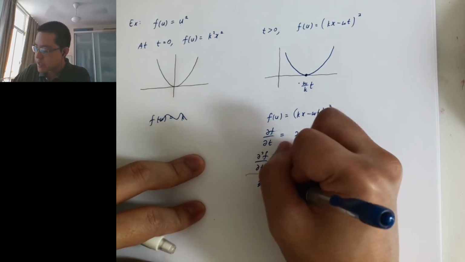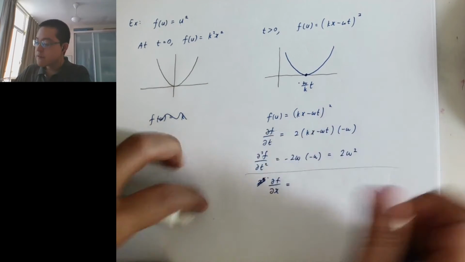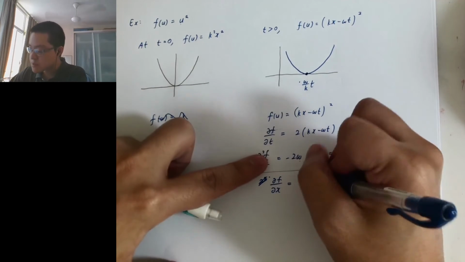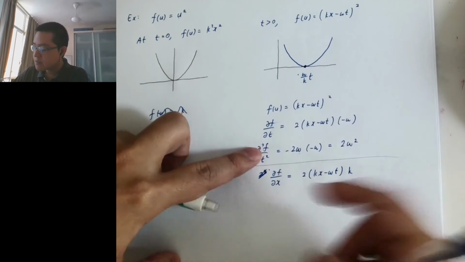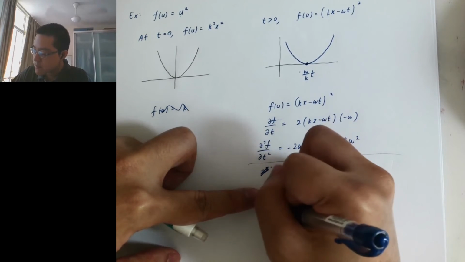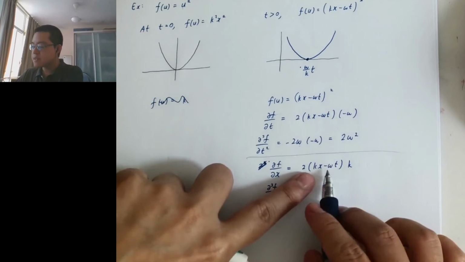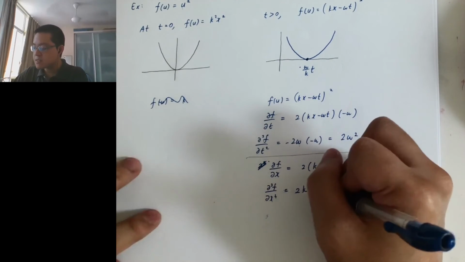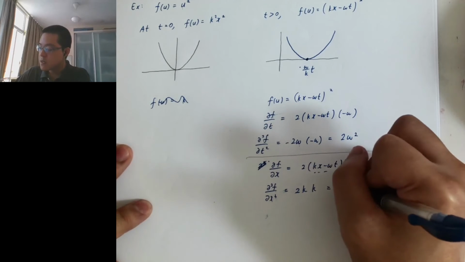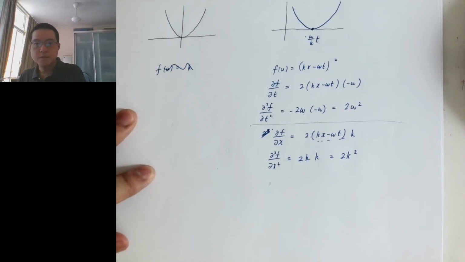Then let me differentiate with respect to x. Differentiate f with respect to x first, this becomes 2 times kx minus omega t, and then times k. If I differentiate one more time, this is a linear function so it is a constant, and differentiating this I just get a k, so this is 2k square.